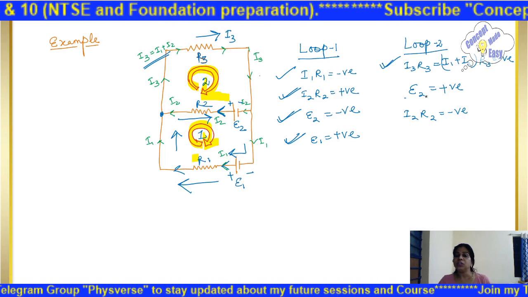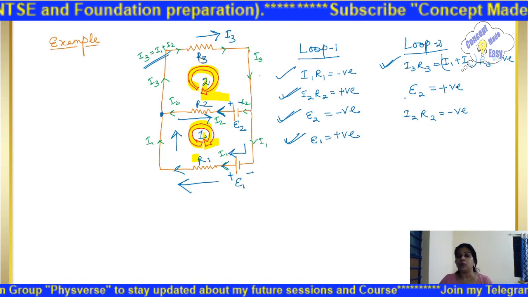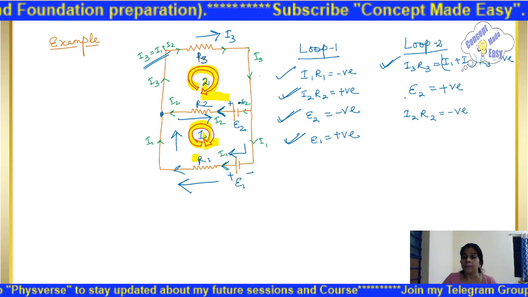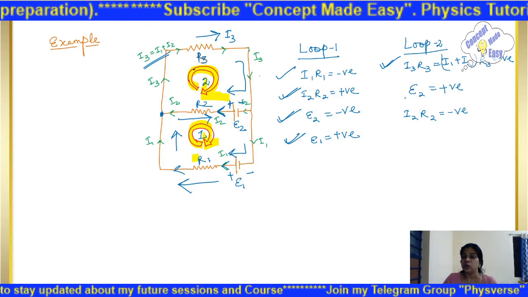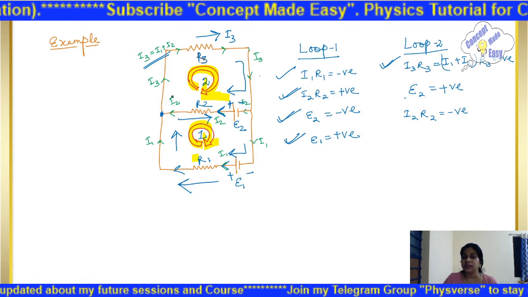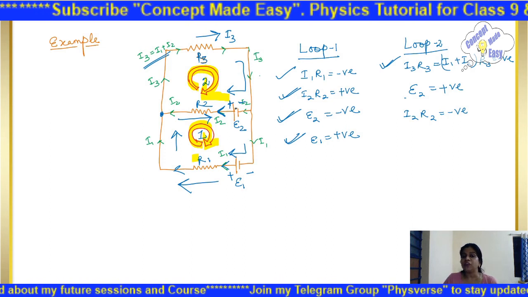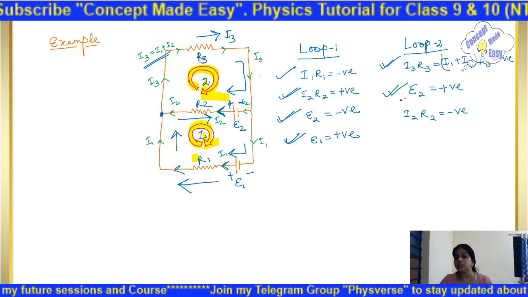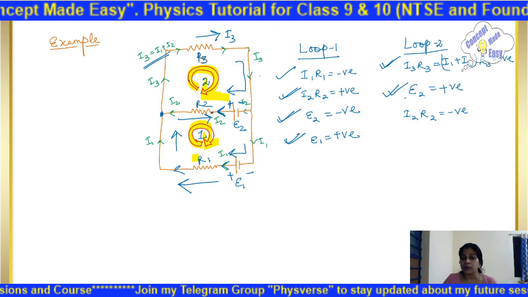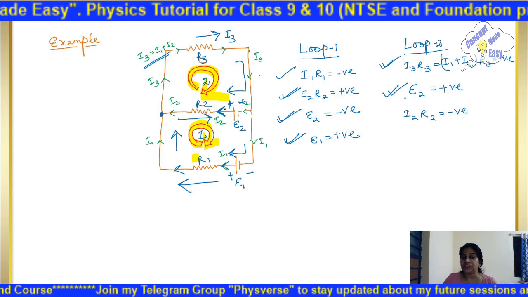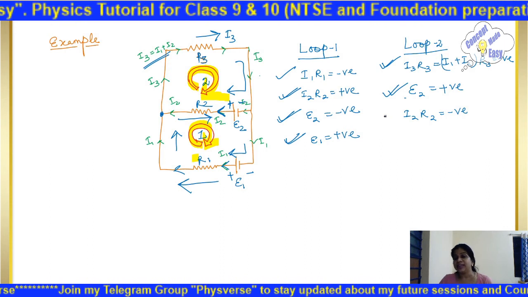So E2 is positive. Why is E2 positive? Because the loop direction is from minus to plus. The loop is moving in this direction, so that means this is from minus to plus. That's why E2 is positive. So for I2 R2, this I2 current is moving in this direction, and the loop is also in this direction. That's why this is negative.